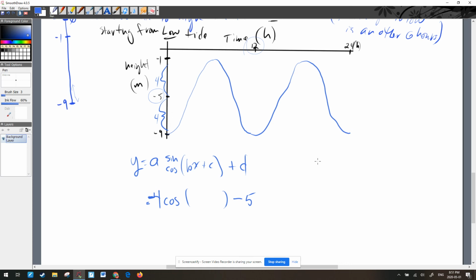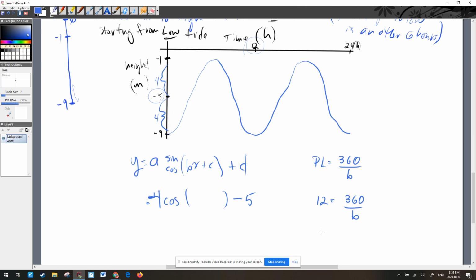So I know that because it starts at the bottom, it's going to have to be negative cos. Now, this has a period length of 12. Okay, so I know the equation is period length is equal to 360 over b. But in this case, period length is 12. So I'm going to put the 12 in for period length. I'm going to say that's 360 over b.